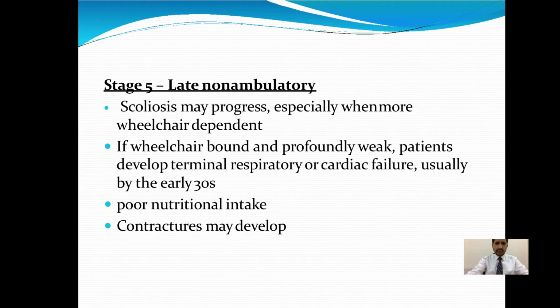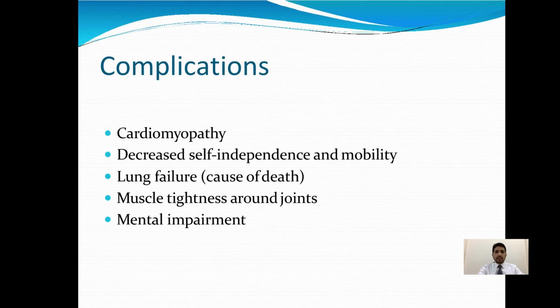At this stage the child is wheelchair bound and very weak, and the patients usually develop terminal respiratory or cardiac failure by their early 15 to 20s, because of the weakness of the respiratory system and the weakness of the gastrointestinal system. His nutritional intake is poor, and at this stage, contractures start to develop. Complications of this disease include cardiomyopathy, lung failure, decreased self-independence and mobility, mental impairment, and formation of contractures.